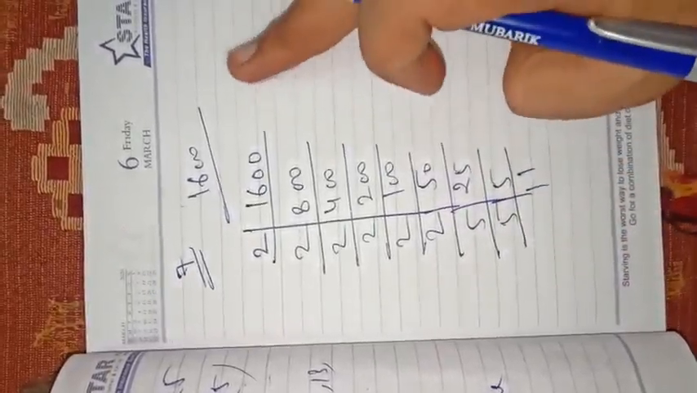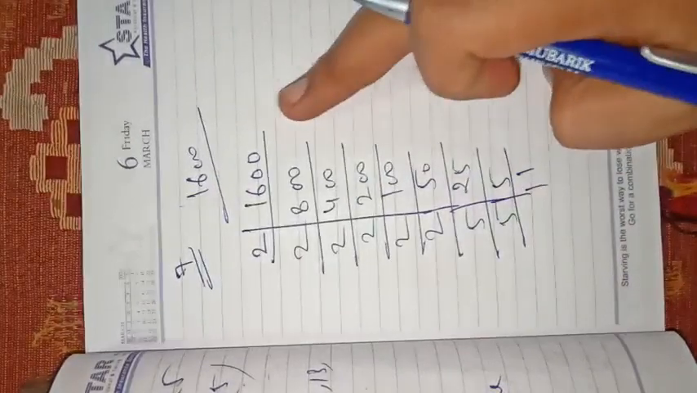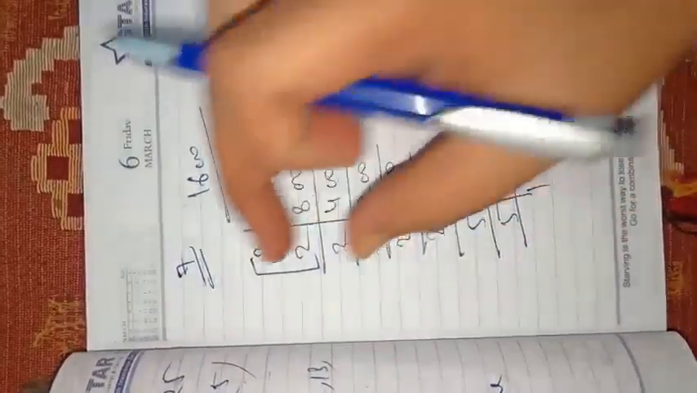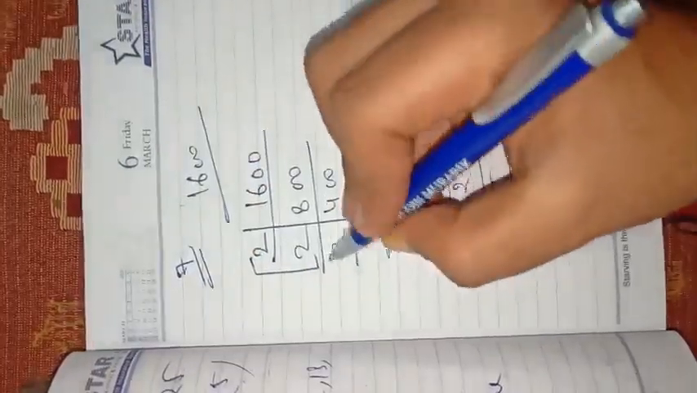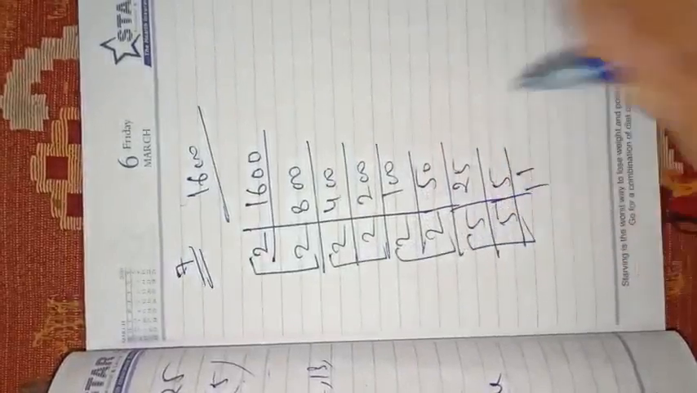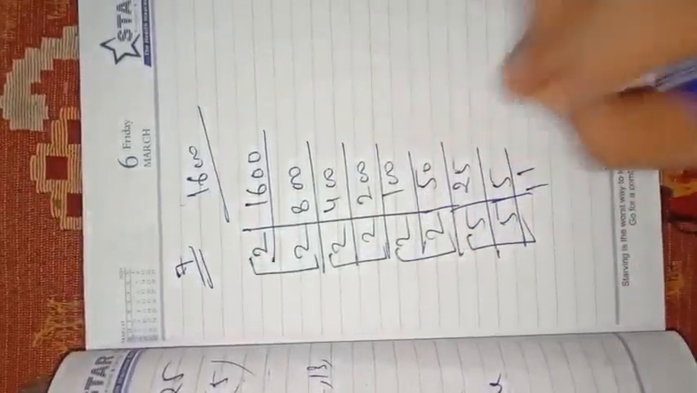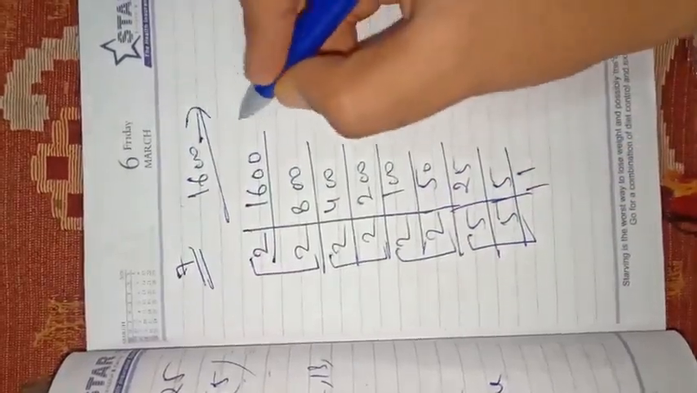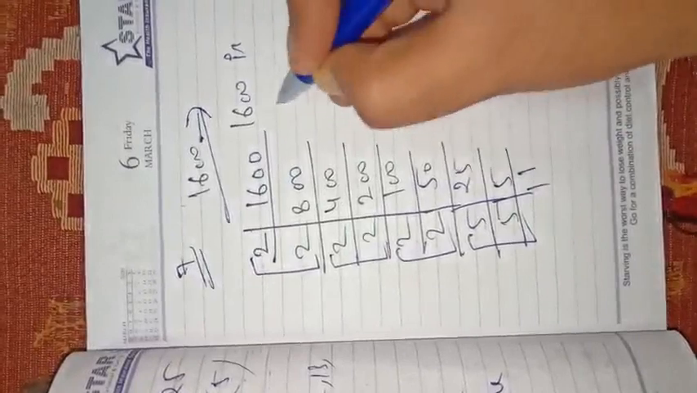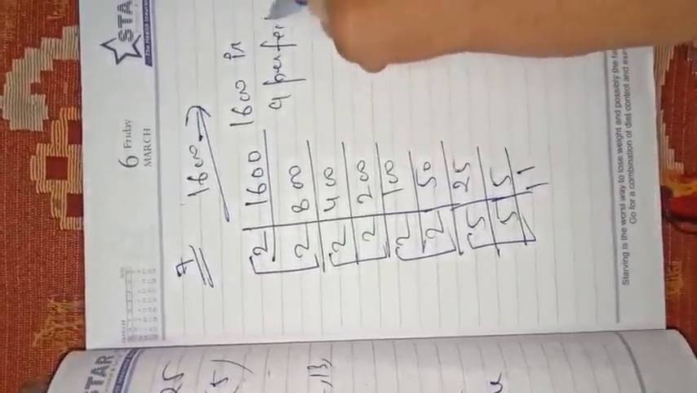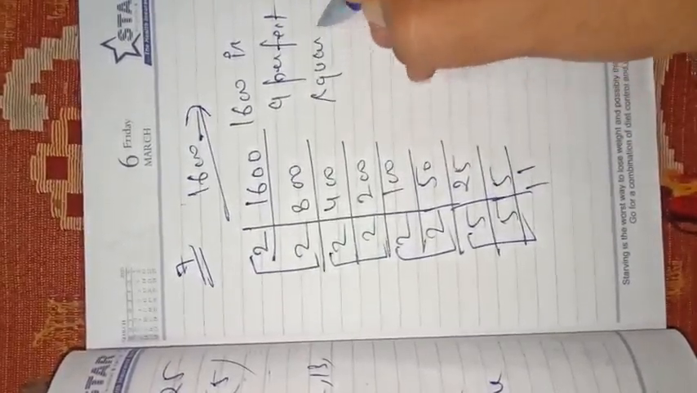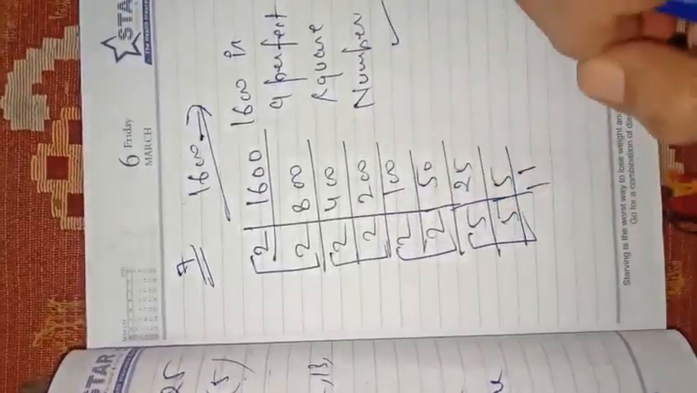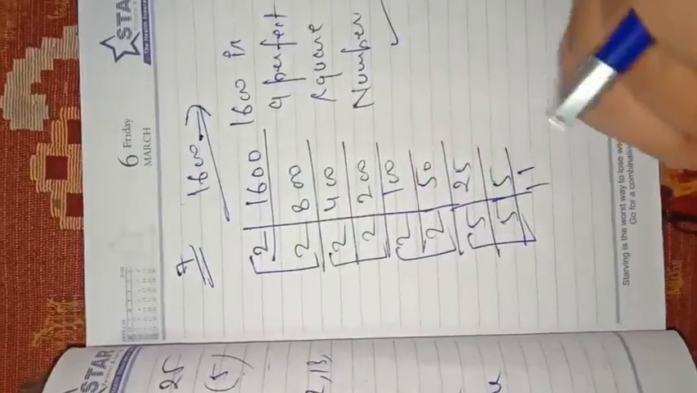Now students, after getting the prime factorization of the number, start making pairs of the numbers. So one pair, another pair, another pair, another pair. If there is no number left after making the pairs, that means the number is a perfect square. So 1600 is a perfect square number. Why is it a perfect square number? Because no number is left. Okay, so this is the method by which we can examine whether the given number is a perfect square number or not.